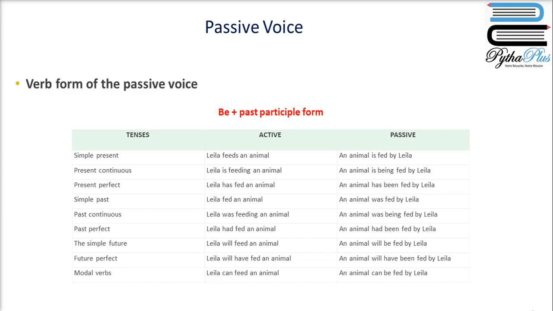In the past continuous, we have Layla was feeding an animal will become an animal was being fed by Layla. In the past perfect, Layla had fed an animal will become an animal had been fed by Layla. In the simple future, we have Layla will feed an animal will become an animal will be fed by Layla. In the future perfect, we have Layla will have fed an animal and it will become an animal will have been fed by Layla. And finally, if we have modal verbs like can, we can say Layla can feed an animal and it will become an animal can be fed by Layla.